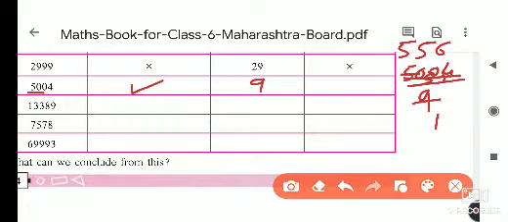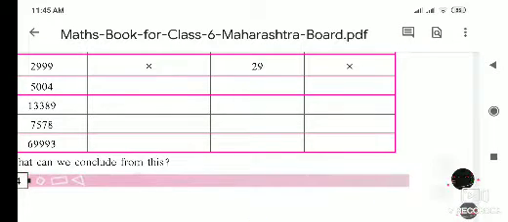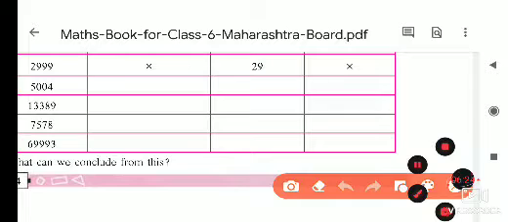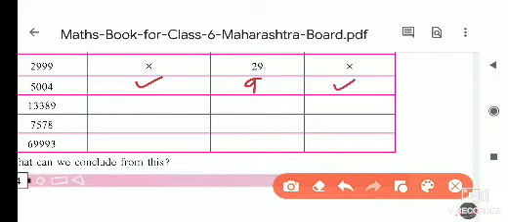9 is present in 9's table at first place. So 9 ones are 9, and that's why here you have to give the correct mark. Right? Now we will check whether the next number, 13,389, is divisible by 9 or not. Okay, so here it is correct mark, here it was 9 and here it was right mark.